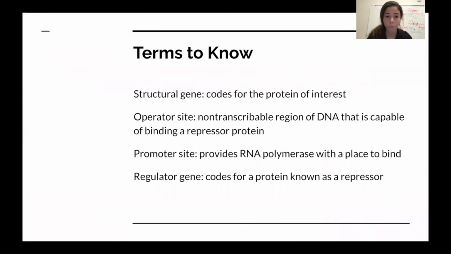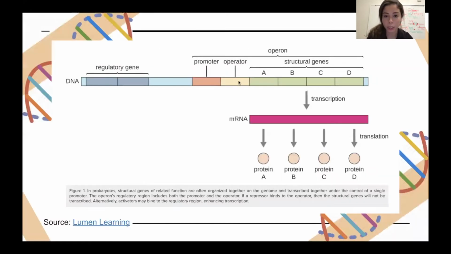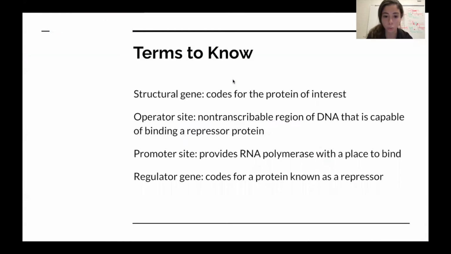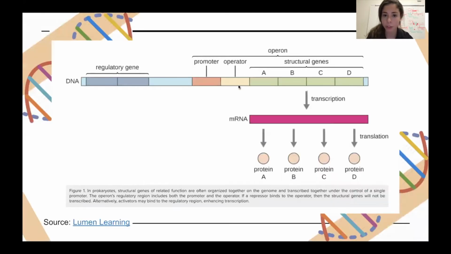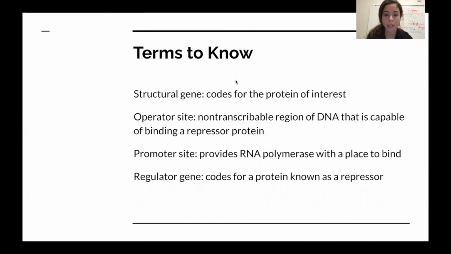So, terms to know. The structural genes that we saw, A, B, C, D, code for the protein of interest, or if they're going to be enzymes. Next, we have the operator site. This operator site is a little upstream of the structural genes. It's a non-transcribable region of DNA that is capable of binding a repressor protein. You're probably wondering what a repressor protein is, and we'll get into that later in this video. But the operator site is right here, ready for a repressor or activator protein to bind.